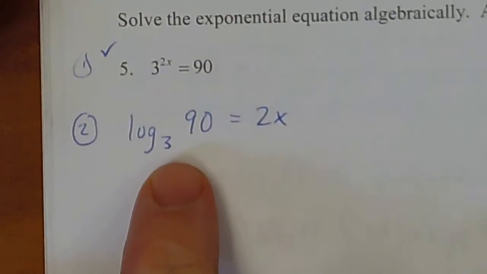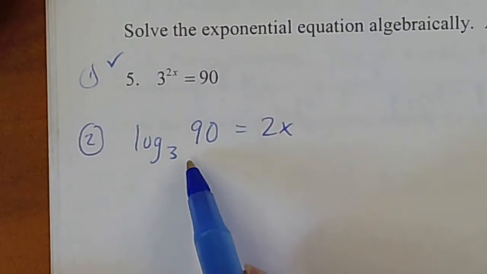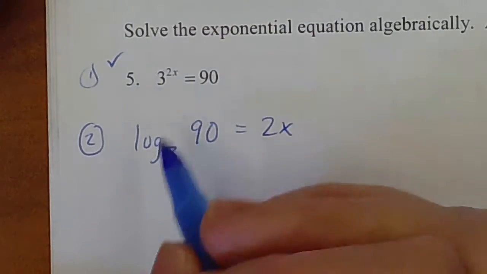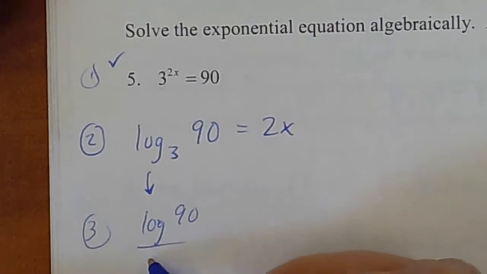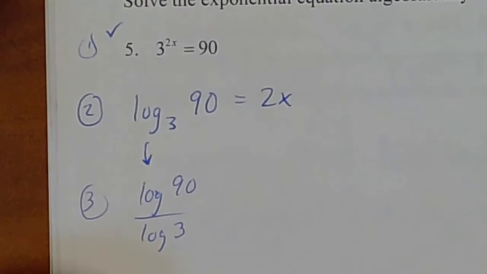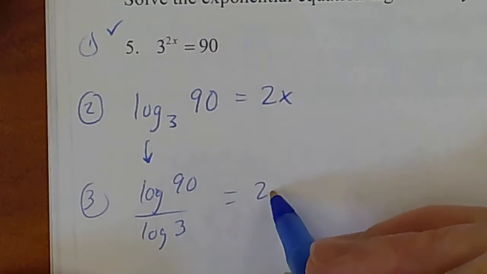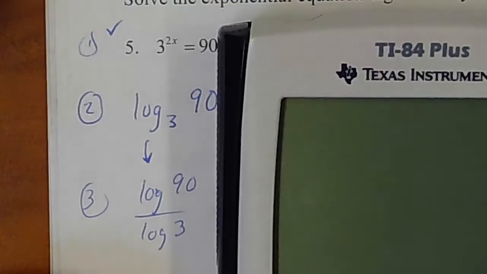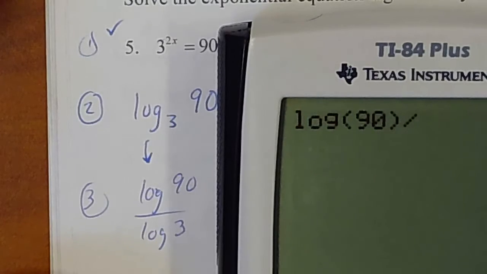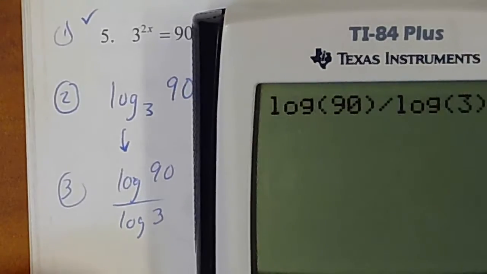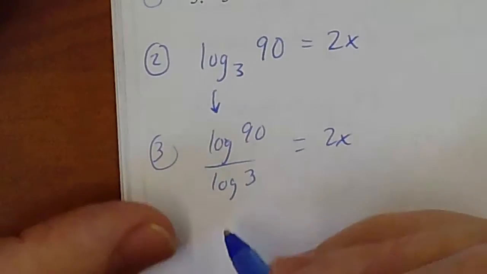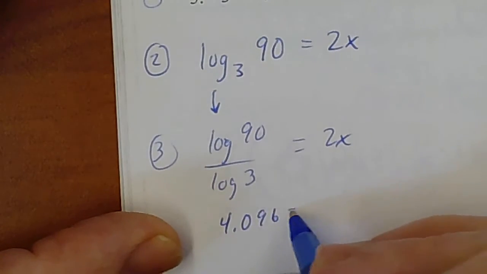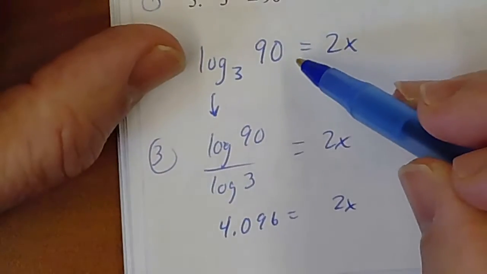Up to this point, we didn't know how to punch this in, unless you have a sophisticated calculator and knew how to do it. But a lot of you didn't. But now we can plug this in using the change of base formula. We say log 90 divided by log of 3, right? Everybody just did that. Okay, so we're going to go to our calculator and just plug that in and see what we get. So log 90 divided by log of 3. And that gives me 4.096 if I round to 3 decimals. So I have 4.096 equals 2x. Everybody got that, right?